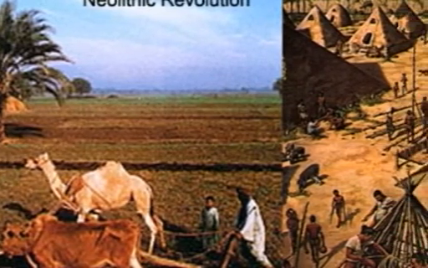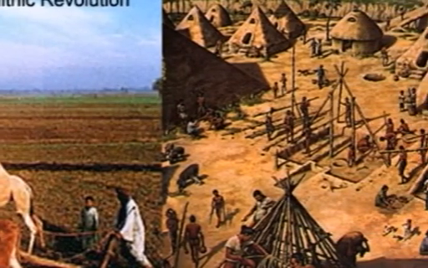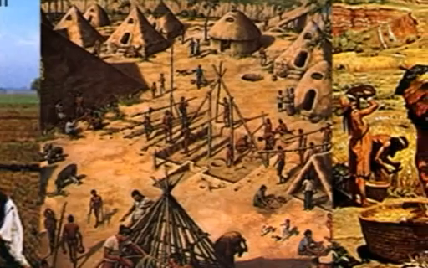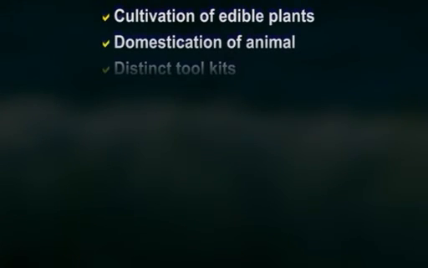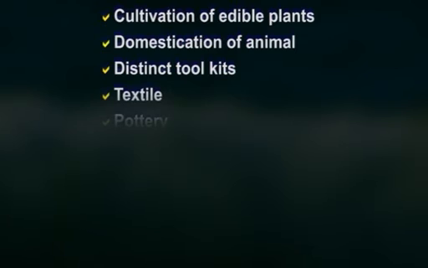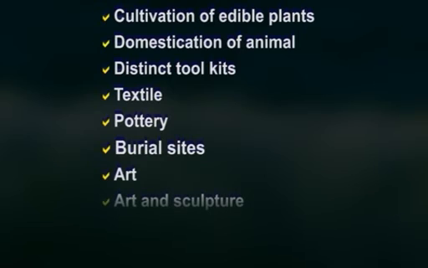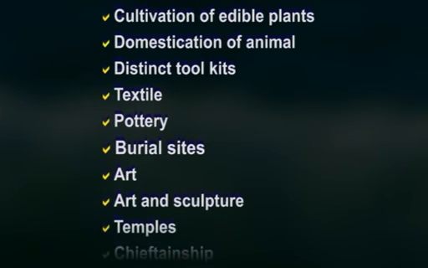These were the important phases of progressive transformation of the socio-economic condition in human history. The Neolithic Revolution is marked by gradual agriculture and consequent social organization. V. Gordon Childe in 2004 summarized different characteristics of the Neolithic Revolution, like cultivation of edible plants, domestication of animals, distinct tool kits, textiles, pottery, burial rites, art and sculpture, temples, chieftainship.